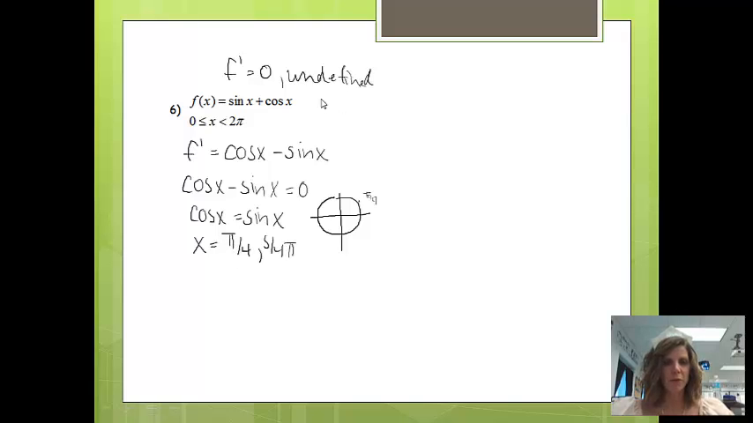I don't have to worry about my derivative being undefined because we have no fractions to worry about. So those are my critical numbers. So hopefully now you can find the critical numbers of a function.